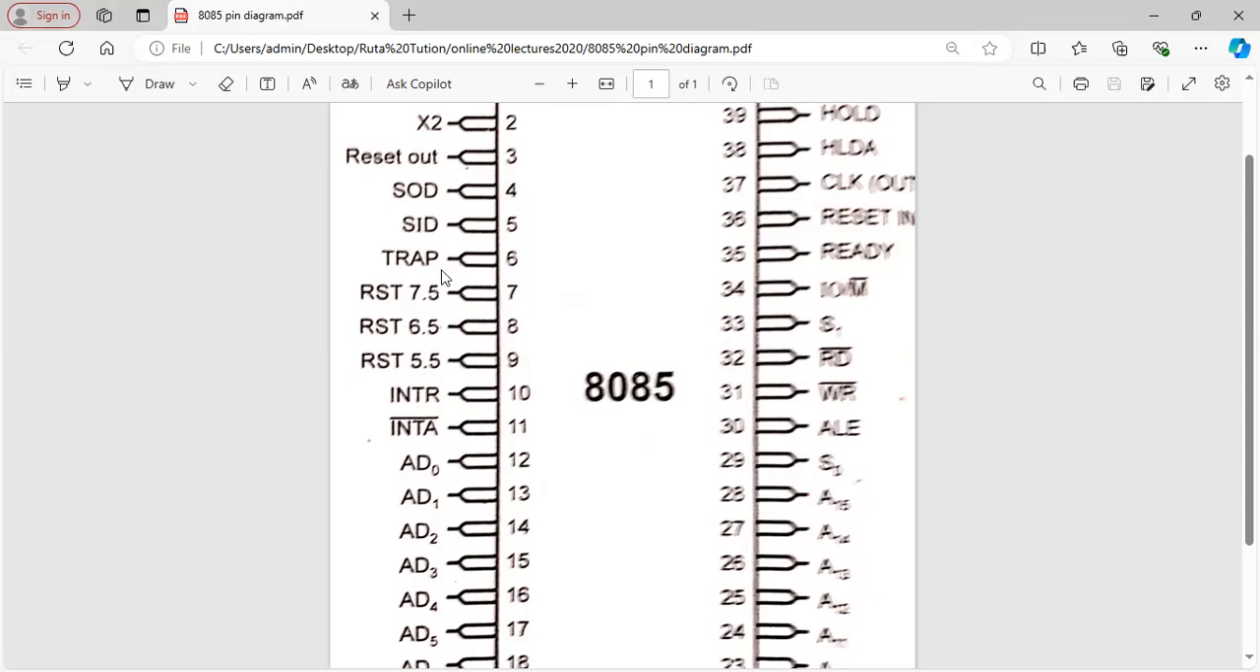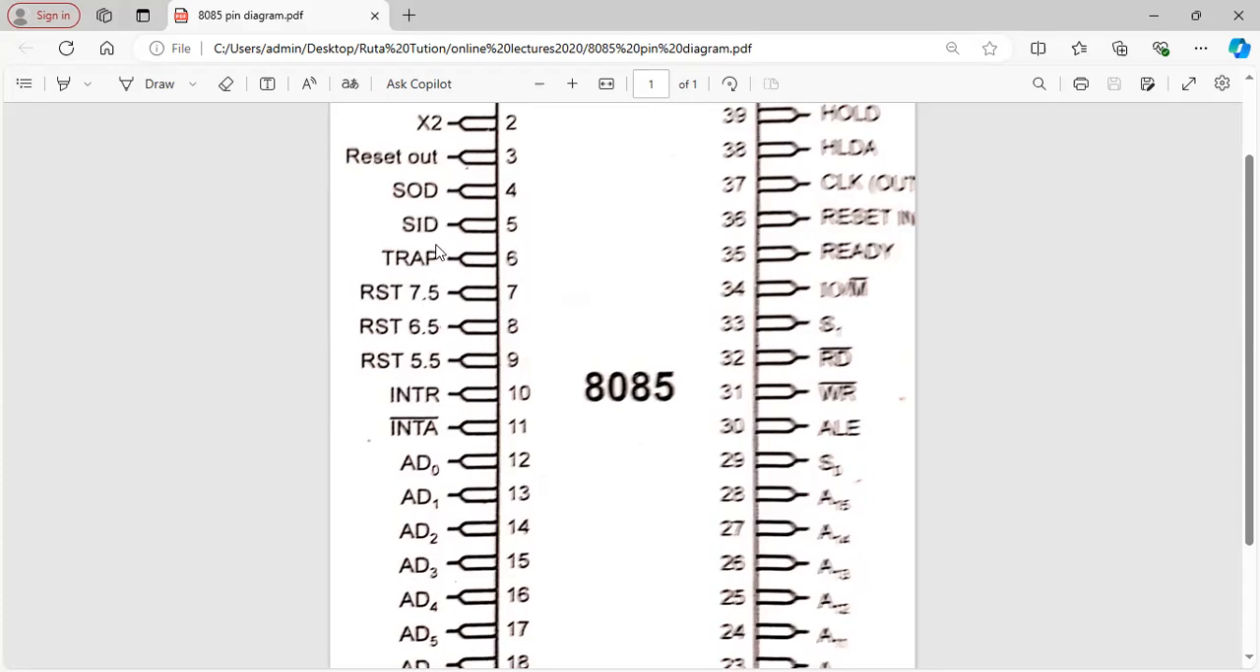Then above that, exactly, there is the interrupt block. So, according to the priorities, the interrupts are: TRAP, RST 7.5, RST 6.5, RST 5.5, INTR, and INTA bar, the interrupt acknowledge, which is the output pin. So while writing TRAP, you have to write that thing.